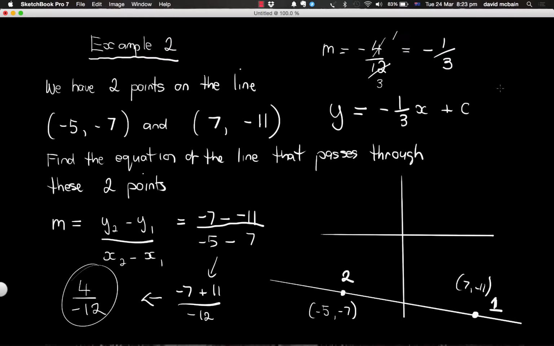We've now got to work out c. How might we do that? Well, we could do it exactly the same way that we did it in our last problem. Pick one of these points. Now, we've got 2 points to choose from. All we have to do is pick one of them, substitute that coordinate into our equation for the x and the y value, and work out what c is. So that's what we're going to do. So I will erase up here.